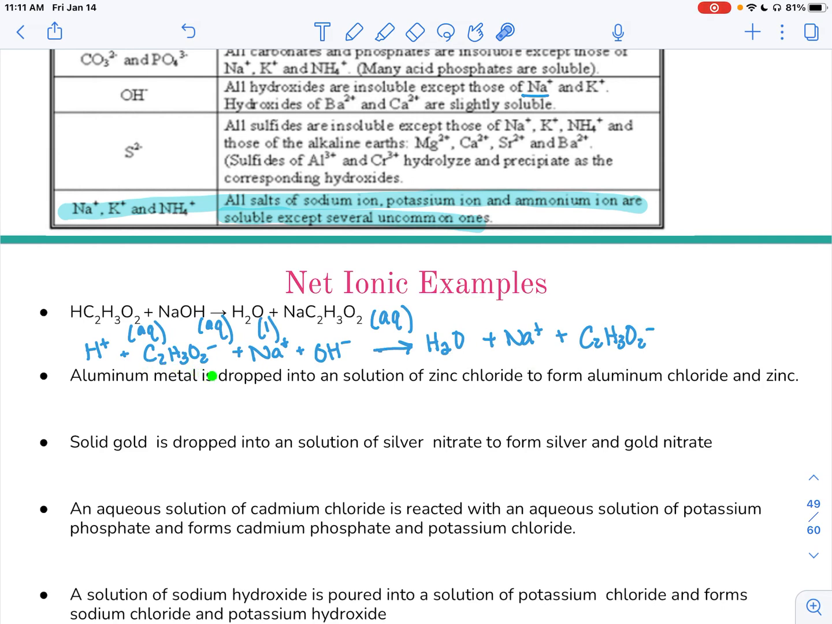So do you see how we have C2H3O2 minus here and here? So we can cross those out. And then we can do the same thing for Na plus. And then what you do is you rewrite the reaction with just this stuff left. And that is your net ionic equation.